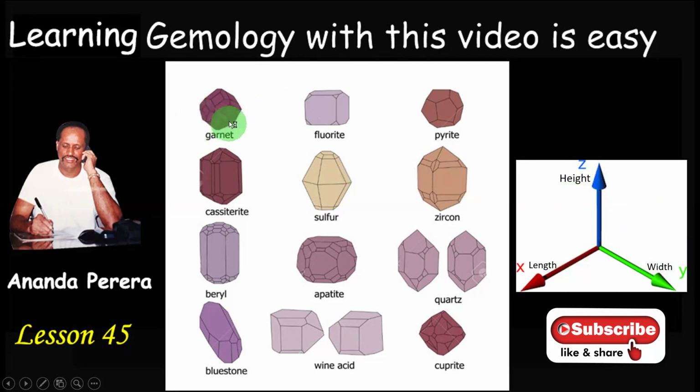So garnet, look at the crystal shape. You need to identify this shape. It is a garnet crystal shape. Fluorite crystal shape. Pyrite crystal shape. Cassiterite crystal shape. Sulfur crystal shape. Look at the surfaces there. Very nice. Quartz, 6 sides and this kind of faces are there. Apatite crystal. Beryl, blue stone, vanadinite, cuprite. These are some crystal shapes in the stones, minerals.